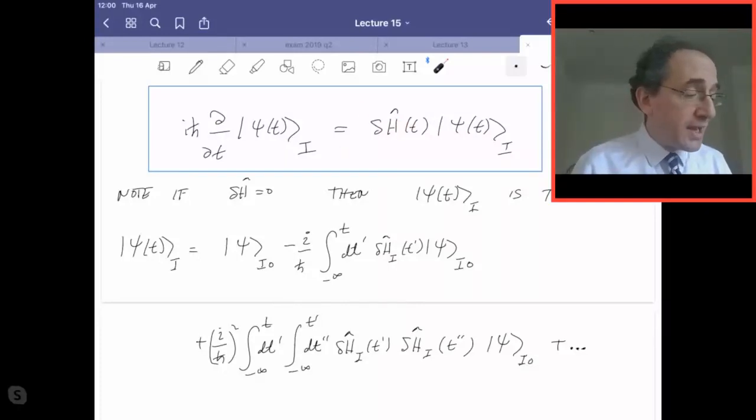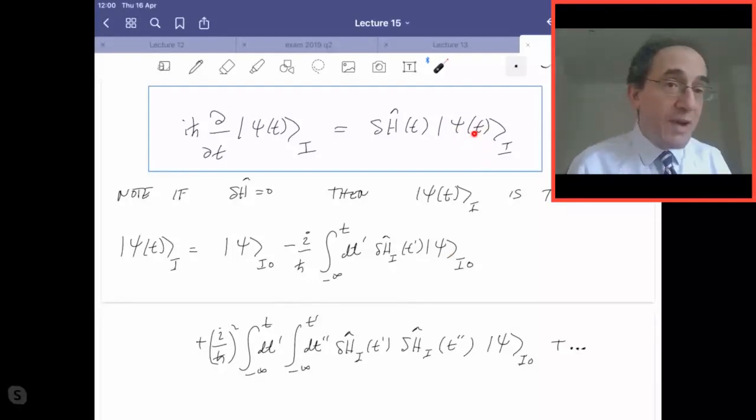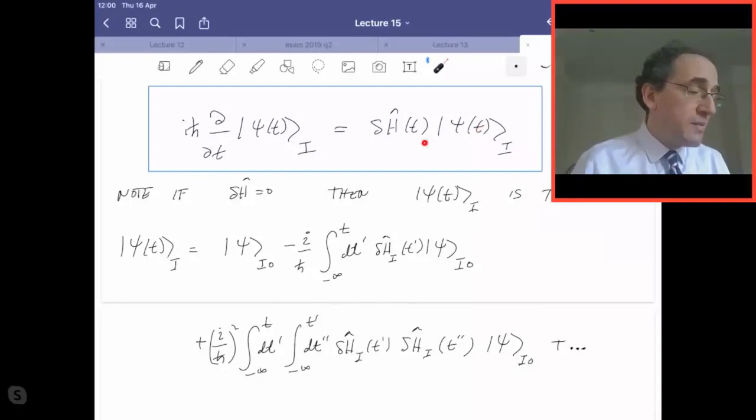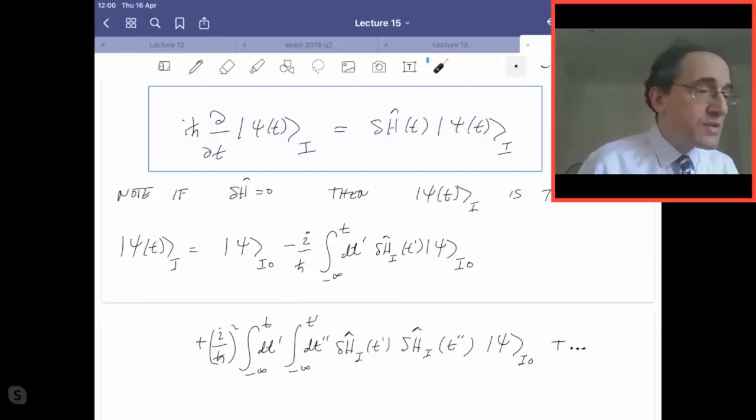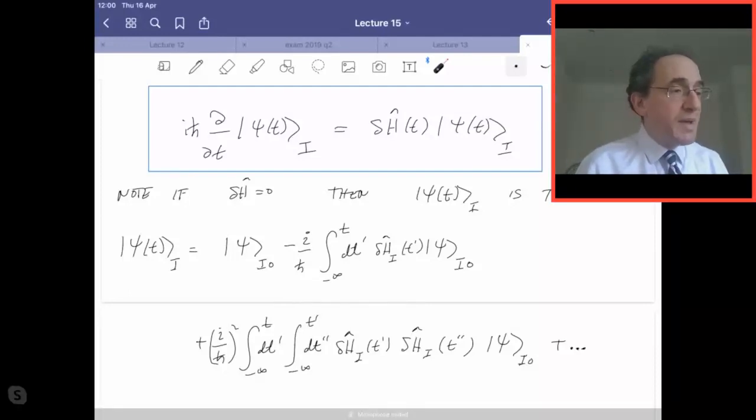And it's easy to check that this is true by basically plugging this series into the equation. If you plug into the left-hand side, the first term gets killed because it's time independent. In the second term, the derivative kills the integral, and you're left with delta H times psi I zero, which is the leading term on the right-hand side, so the leading terms on both sides match. And then if you go to second order, the subleading terms will match, and so forth and so on. So term by term, both sides will match.